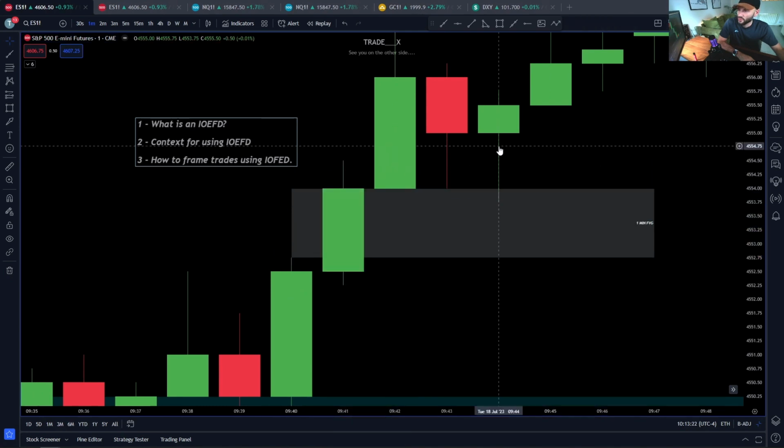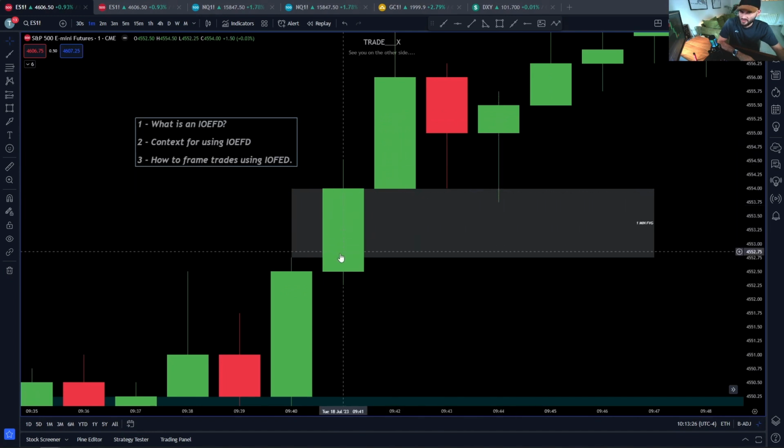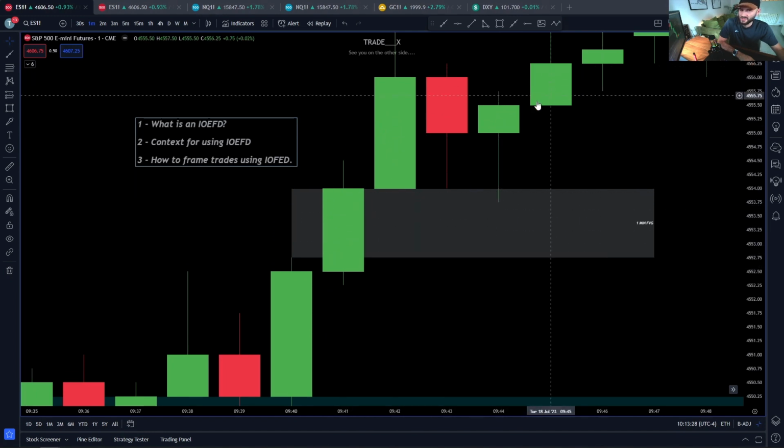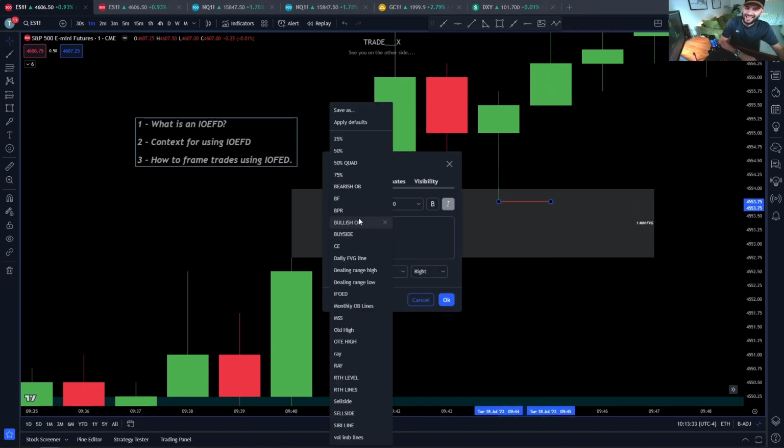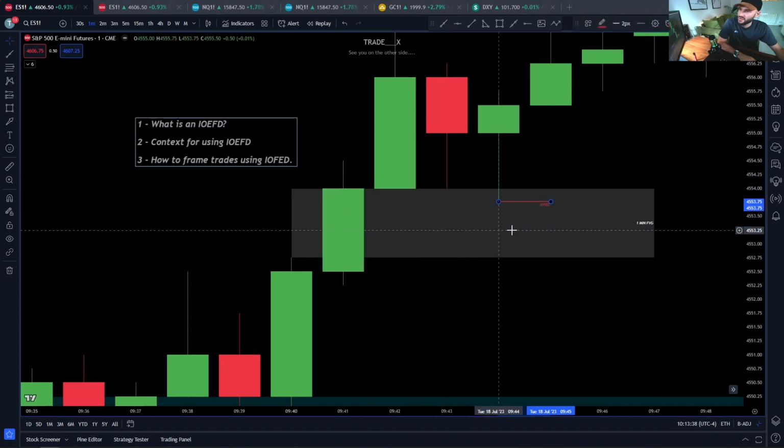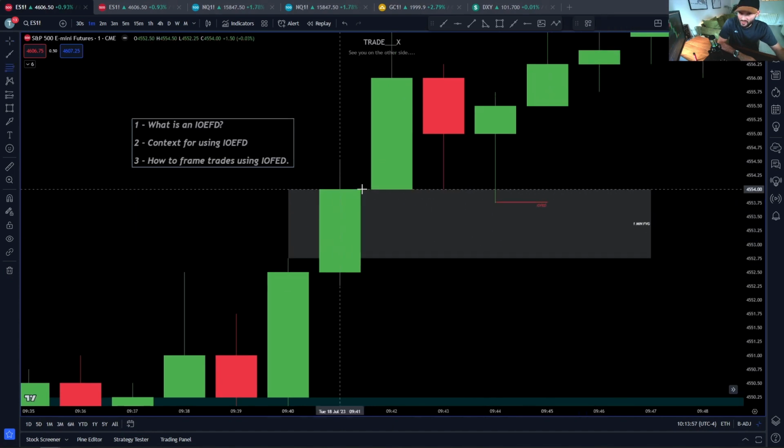Now, an institutional order flow entry drill is when price dips into the fair value gap and expands higher. This becomes an institutional order flow entry drill. It's the expectation that the fair value gap is not going to fill. What that means for me.